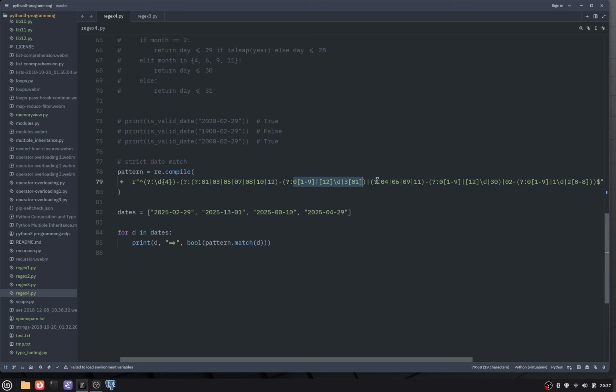Then the other possibility for the month: be careful about the parentheses and the or operator where the month is matching. Then we have April, June, September and November, and it matches up to 30. You see, it is 30 and it is 31. Then we have 02, which is for February, and it could match up to 28. So it does not match 29. Let's run this and see how it works out.